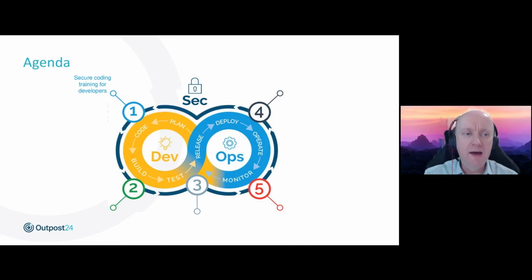So just a quick look at the agenda for today. Basically, I'm going to take us around this infinity wheel, if you like, just looking at the different stages of the SDLC and how we can fit security into the different areas. So we'll start off by looking at how we can help developers with their coding, to ensure that they're coding securely, which is obviously the best place to start. That's the earliest place in the life cycle where we can really make an impact.